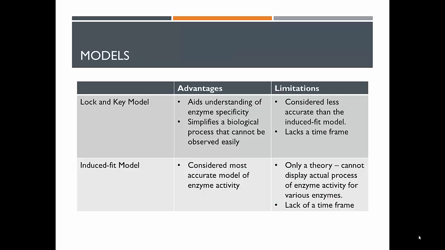So, a quick look at the advantages and limitations of these models. The first one, the lock and key model, is simple. It really works with that idea of the lock. The big limitation of the lock and key model is that we don't understand what time frame this occurs in, and it doesn't take into consideration that some enzymes aren't as specific as we first thought they are.